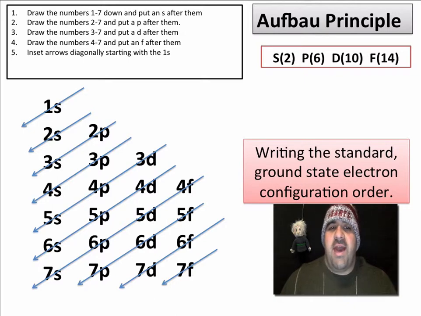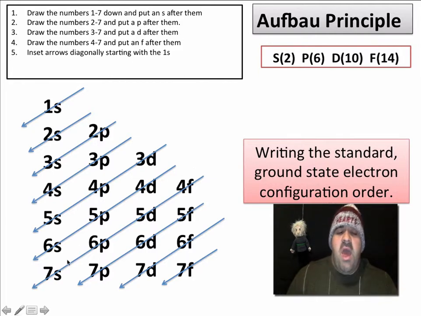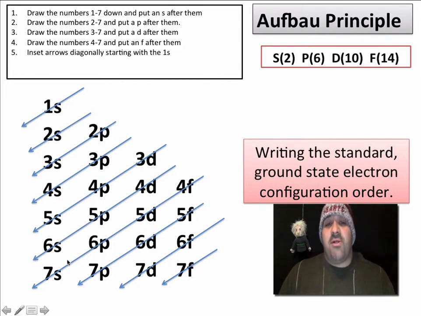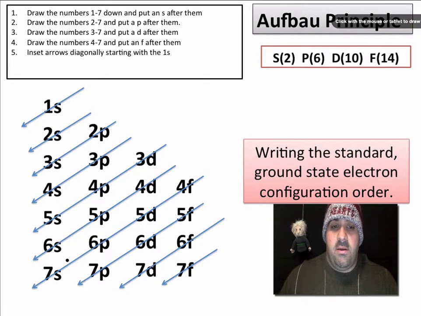These are the 4 electron orbitals, and we're drawing this sort of half triangle for a reason. Now we're going to draw arrows diagonally, starting with the 1s. That's why it's important that you draw this very accurately so you don't mess these arrows up. And what we're going to do at this point is we're simply going to follow the order of the arrows.